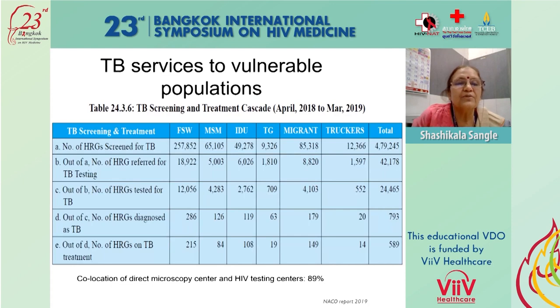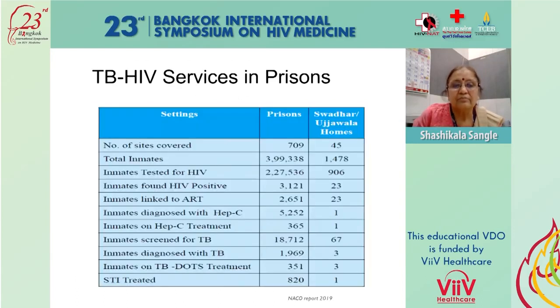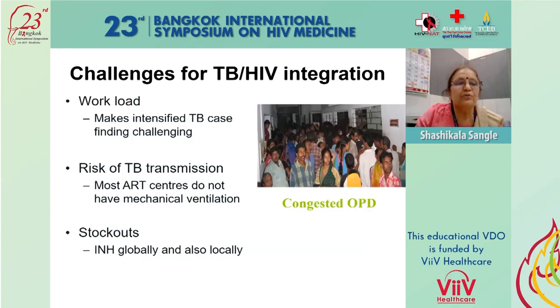Now, TB services are also required for vulnerable populations who are PLHIV, which includes female sex workers, MSM, IV drug abusers, transgenders, migrants, and truckers. Special mention is needed for prisons because the prisoners there have improper ventilation and therefore are vulnerable to tuberculosis. So the number of prisoners screened and how many are positive is shown in the slide clearly. I will not go into the details.